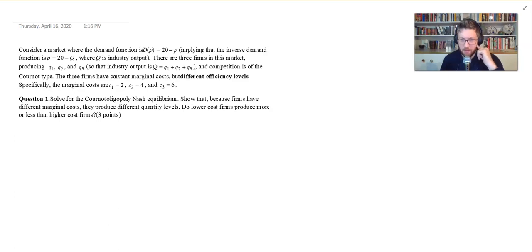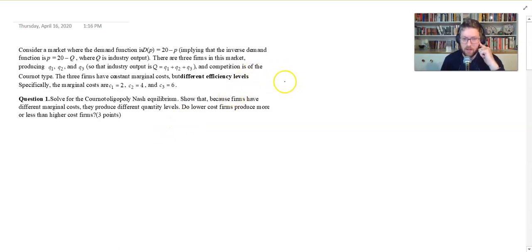All right, guys, let's do it. This is question 1 from homework 11. It's a nasty little Cornell problem where there's 3 firms, but they all have different costs, and we have to find the Nash equilibrium. And we're going to be basically interested in, do the cheaper firms produce more or less than the higher cost firms?